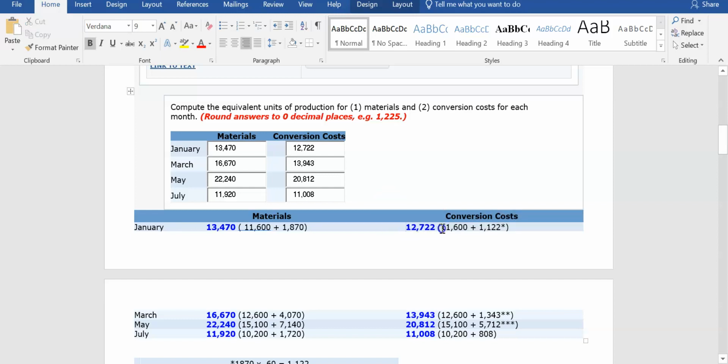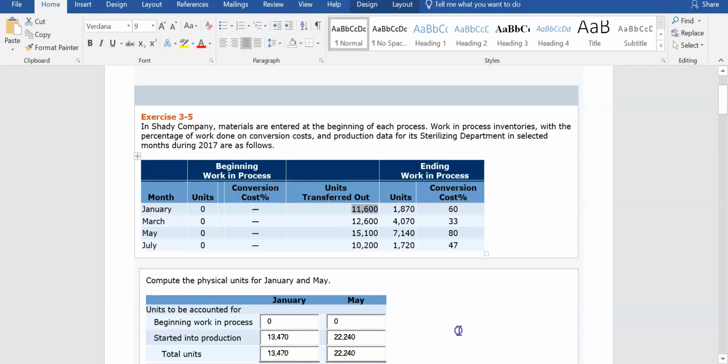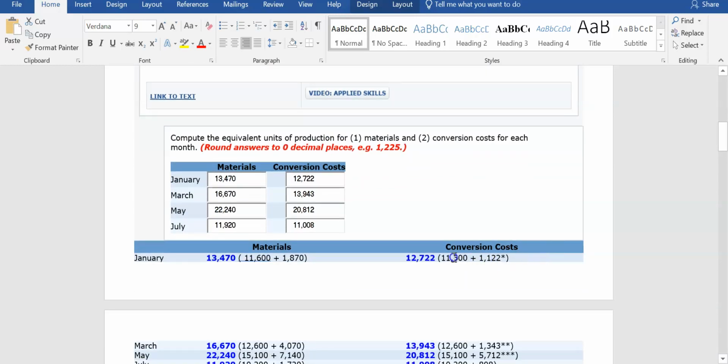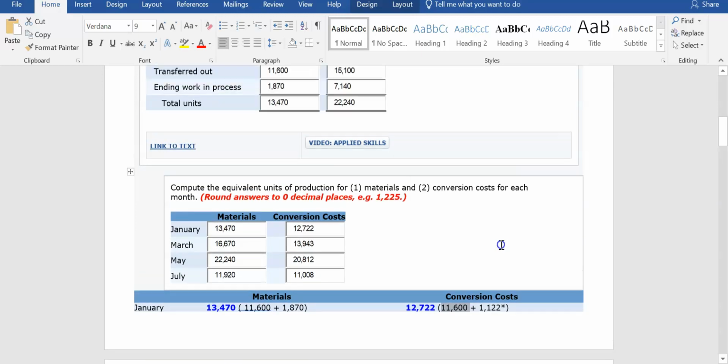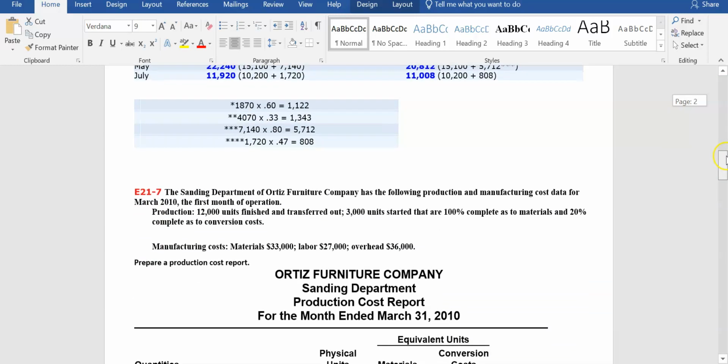In January, of the 11,600 units that were completed and transferred out, if they were completed and transferred out, they had to have had all of their conversion efforts or their conversion costs added to them. So those physical units are the same as their equivalent units. However, for the units that were in process at the end of January, they only had 60% of their conversion costs added to them.